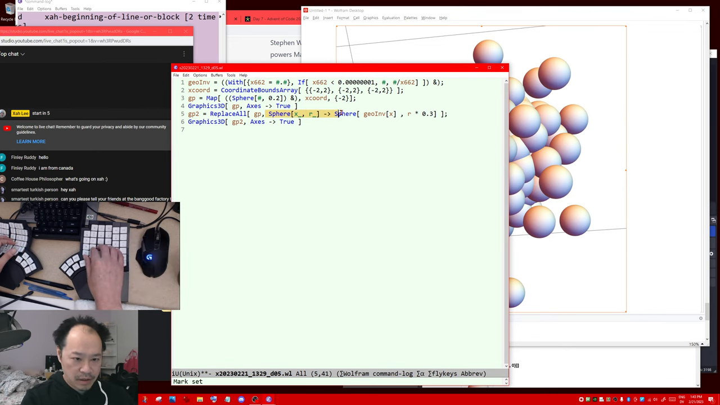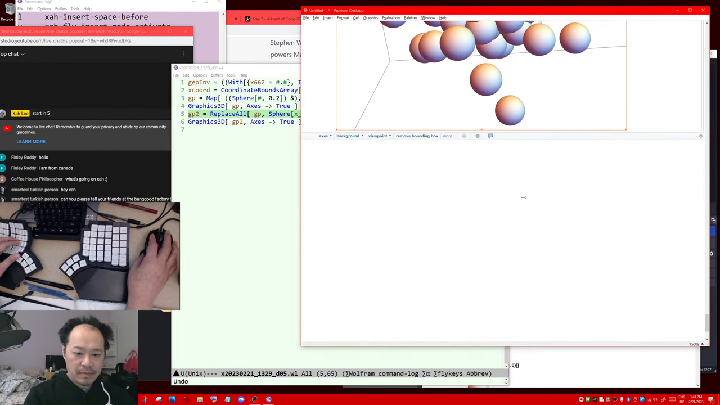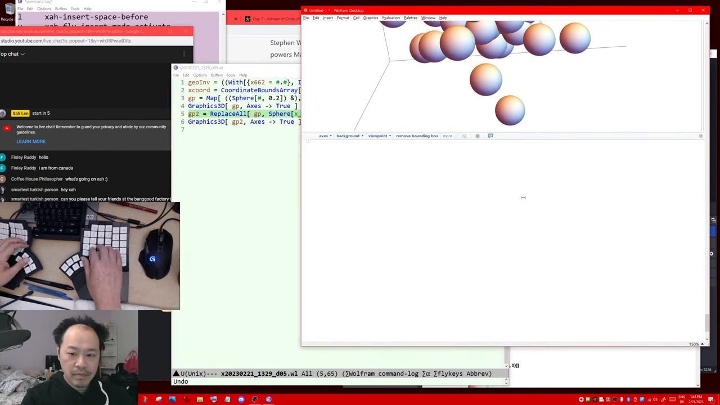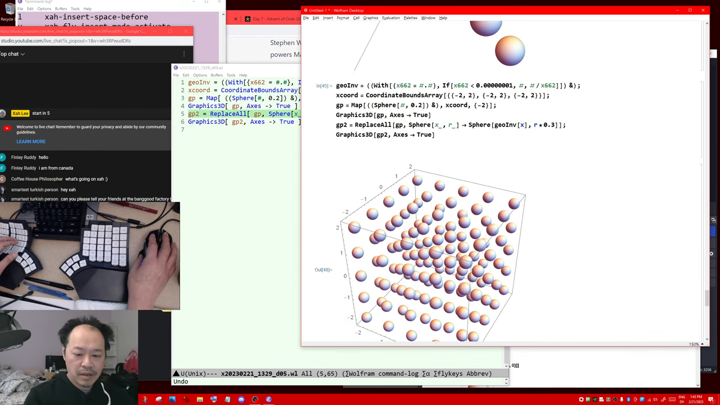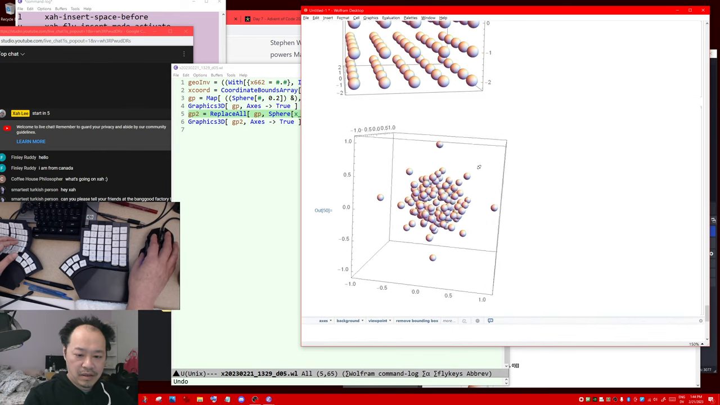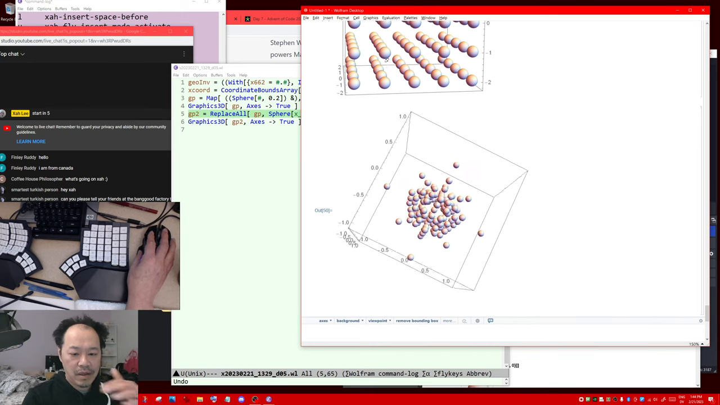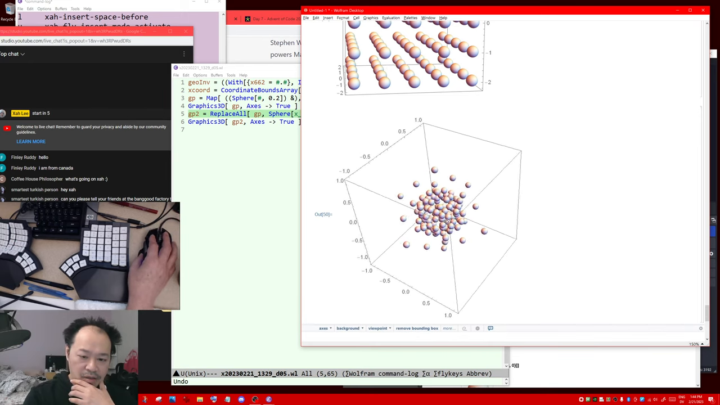After we apply the geometric transformation, we reduce the radius of the sphere by a new factor 0.3. Okay, let's try it. So here is the sphere. And here is the... that doesn't look good, okay? That doesn't look good.